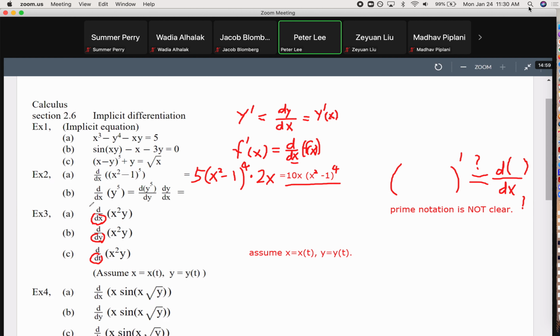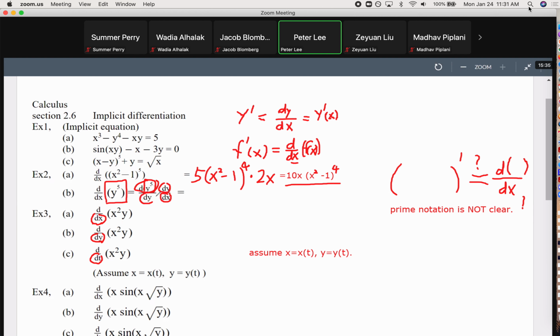Now let's see example 2B. Now this is the derivative of y to the fifth power, but this is not the derivative of y to the fifth power with respect to y. This is taking the derivative of y to the fifth power with respect to x, not y. So what we do is keep the derivative of y to the fifth power here, and put the d there, so d of y to the fifth power over dx is over here. If we treat it like a fraction, then we can put in a dy and a dy.